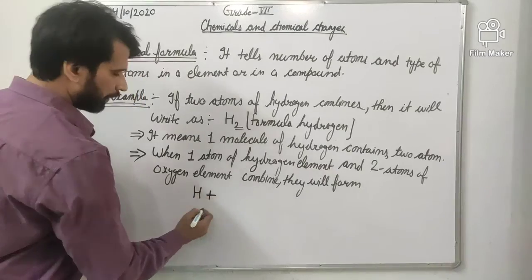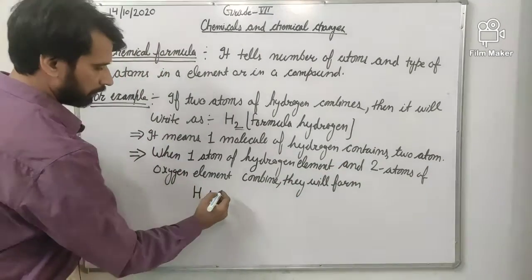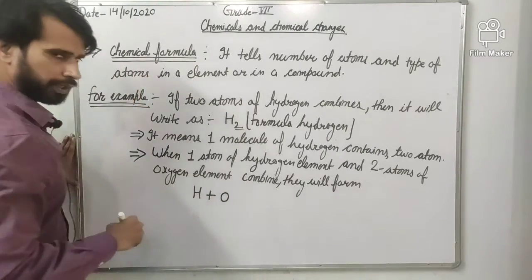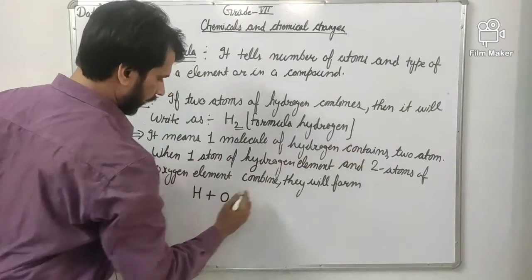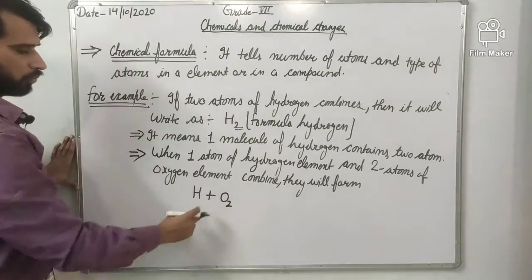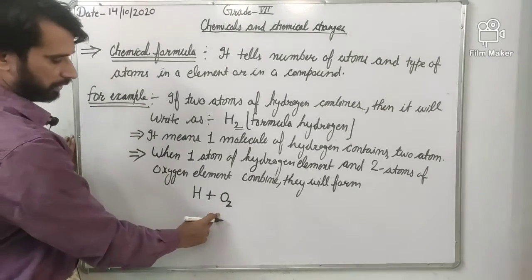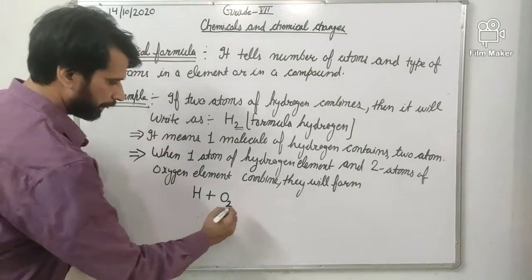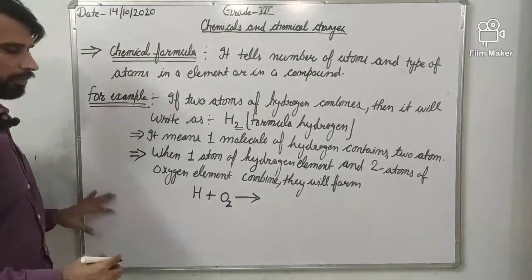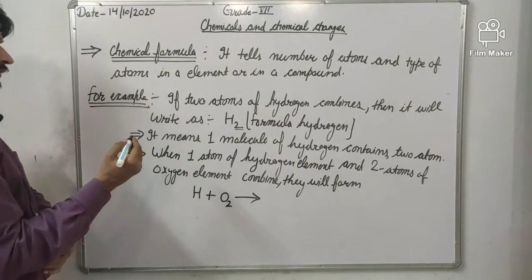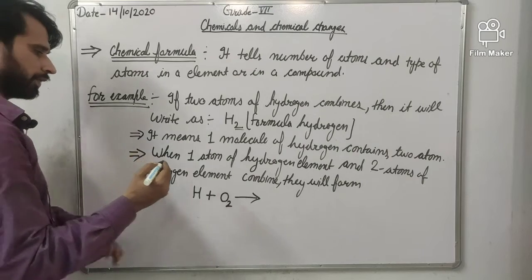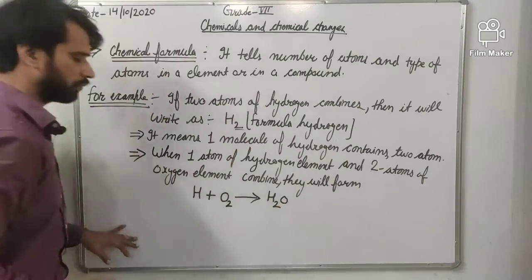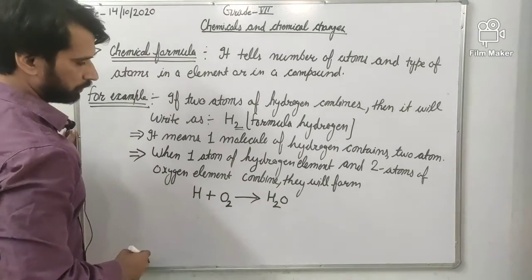Plus oxygen. The symbol of the oxygen element is O. So how many atoms of O? Two atoms. So here I write 2, O2. It means one molecule of oxygen contains 2 atoms. This 2 represents the number of atoms of the oxygen element. So when they combine they form one molecule of water, H2O.